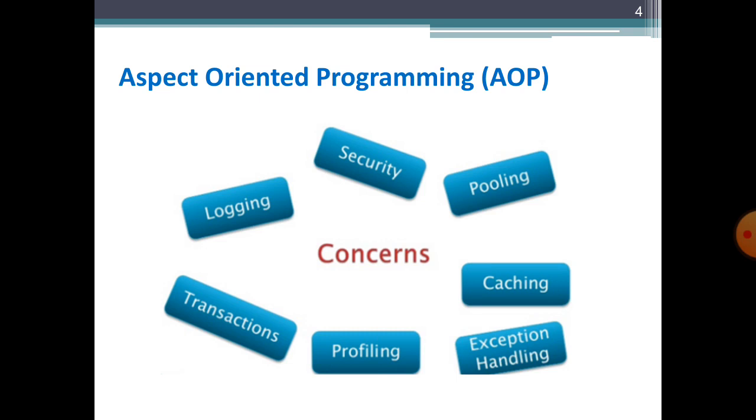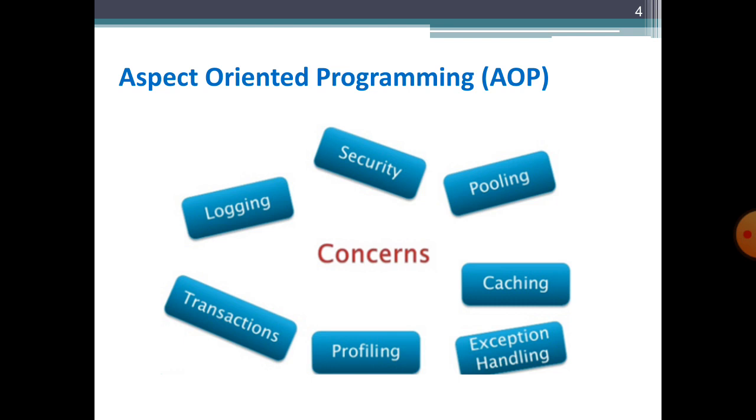Exception handling, as we discussed earlier, is a mechanism in object oriented programming, where we use try and catch blocks to catch and throw some kind of exceptions. So all of these are different types of concerns, which we actually utilize.